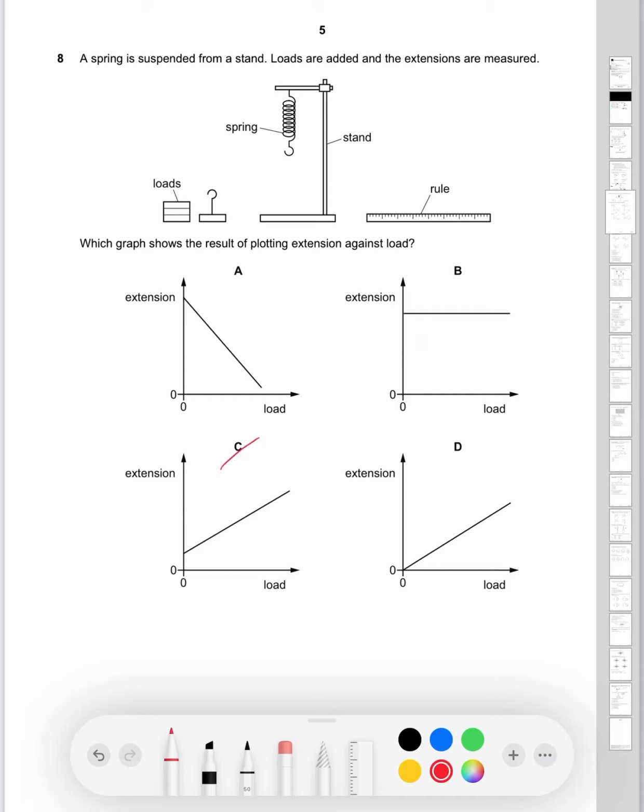That would rule out choice C. The extension is not going to decrease as you put more load, so A is also wrong, right? And this horizontal line is not correct, so B is also wrong. That would only leave us with choice D, which is correctly showing that if you put more load or if you put more weights on the spring, then the extension is going to increase.